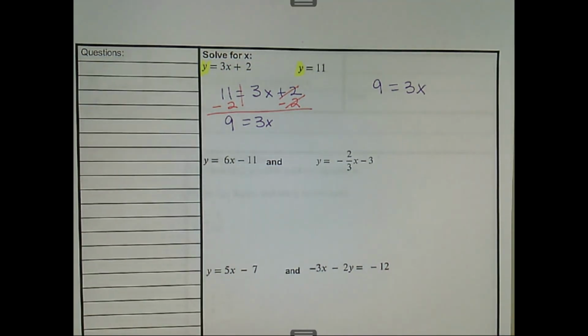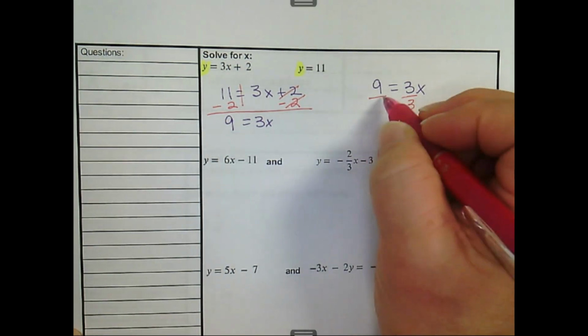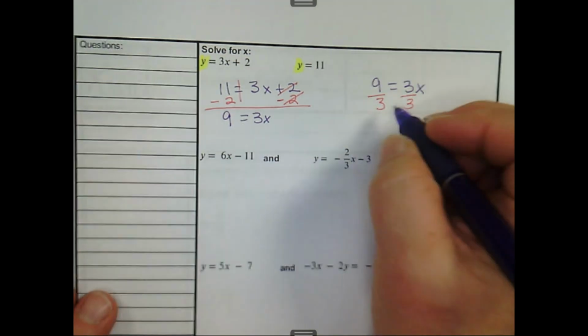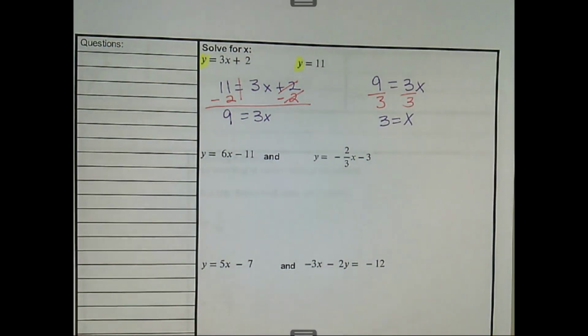Okay, 3 times x. How do I undo that? I divide. Divide both sides by your coefficient of x, that 3. 9 divided by 3 is 3, and 3 will be equal to x. You can substitute back in and make sure that both values work.